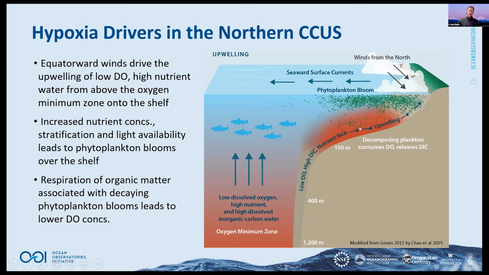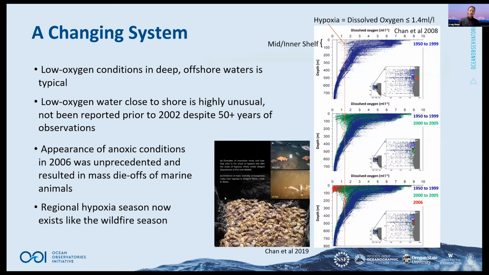And what we see in the summertime, as this nutrient-rich water gets upwelled, are these phytoplankton blooms, and what's driving that is increased stratification of the water column, increased light availability, and obviously this availability of nutrient-rich water. So as these blooms die off, the respiration of this organic matter actually consumes oxygen, and so it will lower dissolved oxygen concentrations, and that's why we see this hypoxia in the summertime.